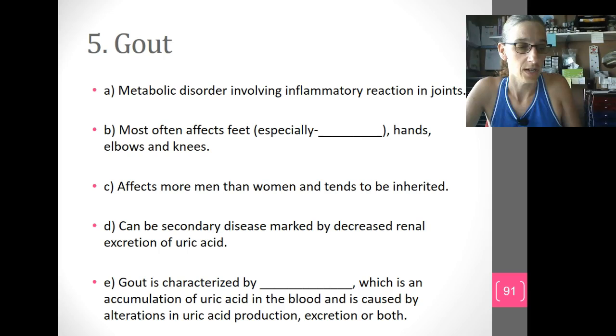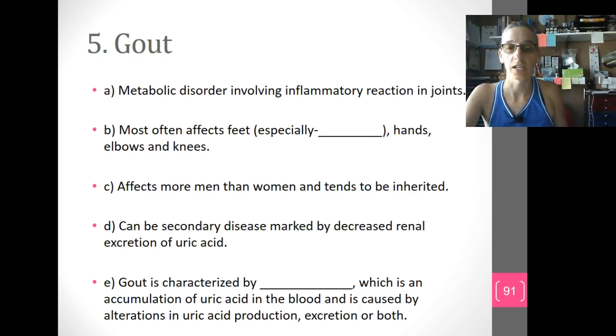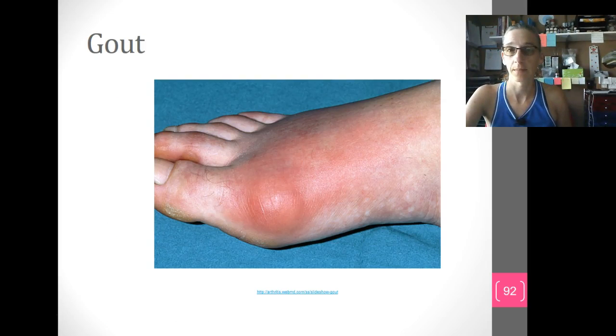All right, gout's characterized by hyperuricemia. That's an accumulation of the uric acid in the blood. It's caused by alterations in uric acid production, excretion, or both. And gout is very painful. I've never had it, but I've known some people that have had gout, and they're in a lot of pain. It usually affects the big toe. They can barely walk. It's very disruptive to daily life.